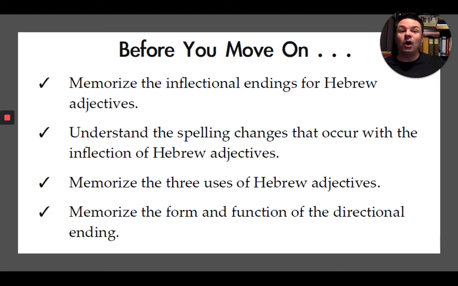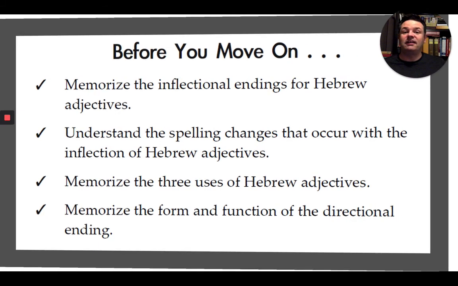The im, ot endings. Understand the spelling changes that occur. The propretonic reduction, for instance, is probably the biggest one. And then memorize the three uses of the adjective. Again, just know how each of those is working. Go back, read the textbook, look at what's going on, and then memorize the form and function of the directional ending, to or towards a place.